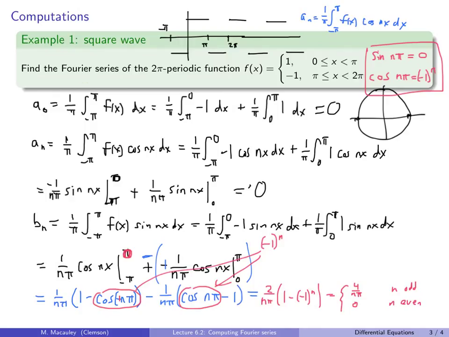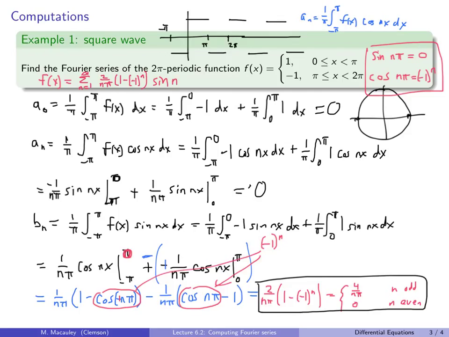I've found the Fourier series. That just means find the a_ns and the b_ns, and we've done that. But let me say a few words about what this means. So let me box this first. So this means that f of x can be written as a sum of sine and cosine waves. All of the cosine waves are 0 because the a_ns are 0. So I'm just going to write it as an infinite sum of sine waves, n equals 1 to infinity, of 2 over n pi times 1 minus negative 1 to the n times sine of nx.